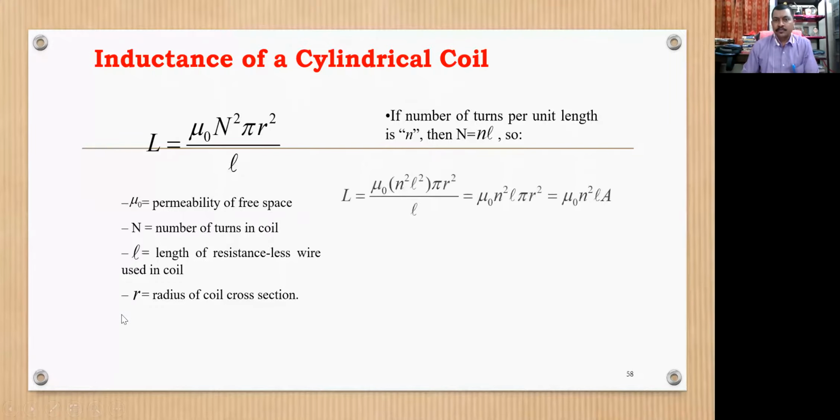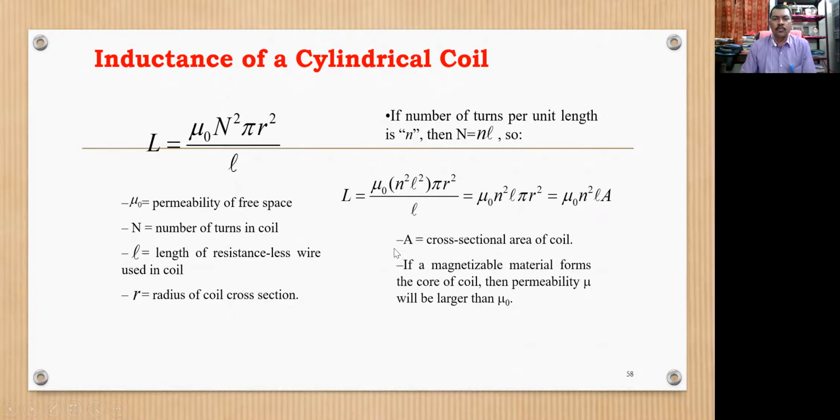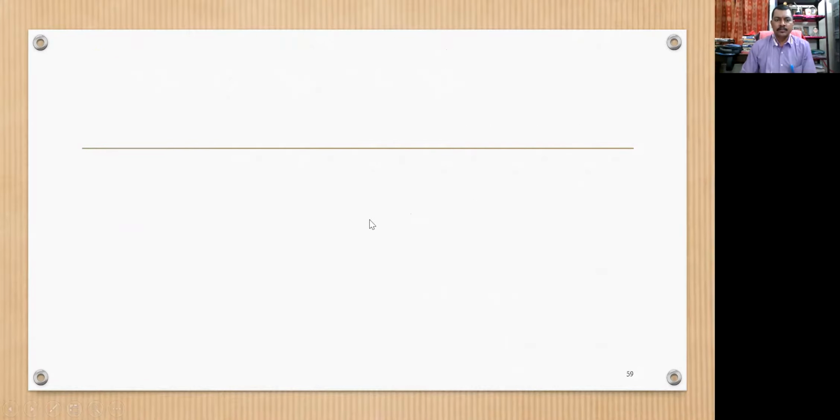And if the number of turns per unit length is n, then capital N will be equal to n into l. So we can replace this N by n l. So L will be equal to mu 0 n square l square pi r square by l. The l gets cancelled and we have mu 0 n square l pi r square, right? Or we can say pi r square can be written as the area of cross section, so L equals mu 0 n square l A. So this is the formula for the inductance of a coil.